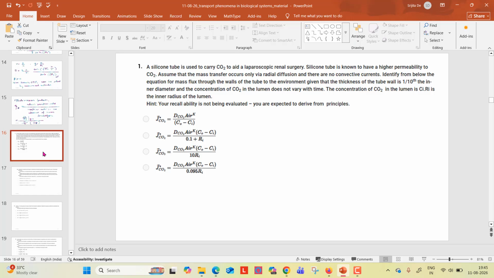Okay, so we have to derive it. So how are we going to derive it? It is said that it is radially going and the wall thickness is 1/10 of the inner diameter. Inner radius is Ri. And it is also a steady state diffusion.